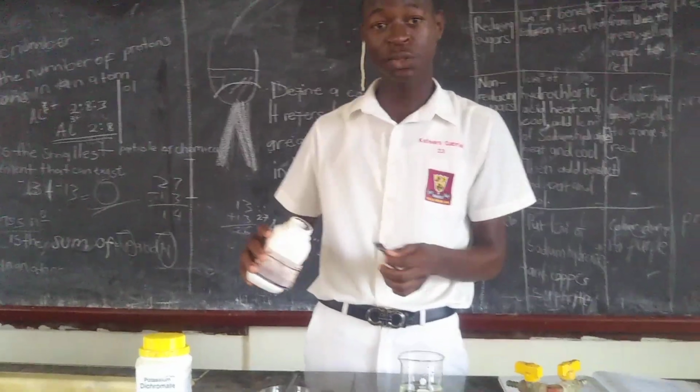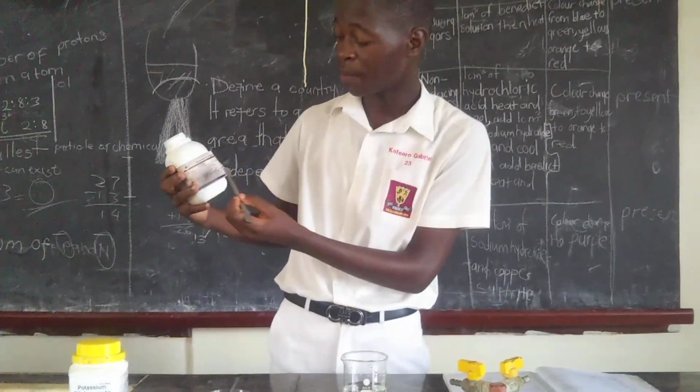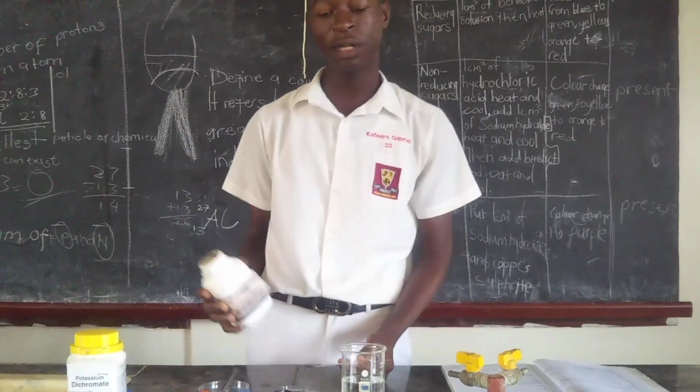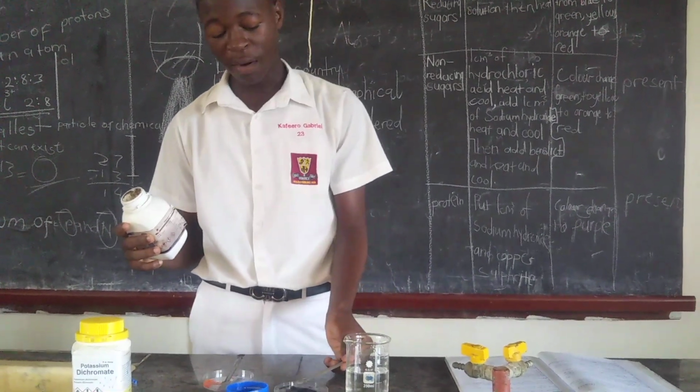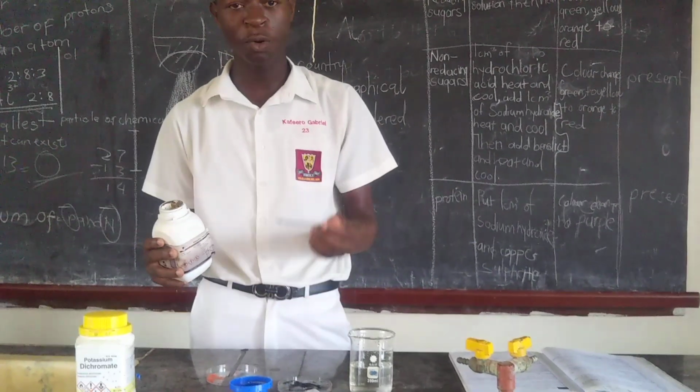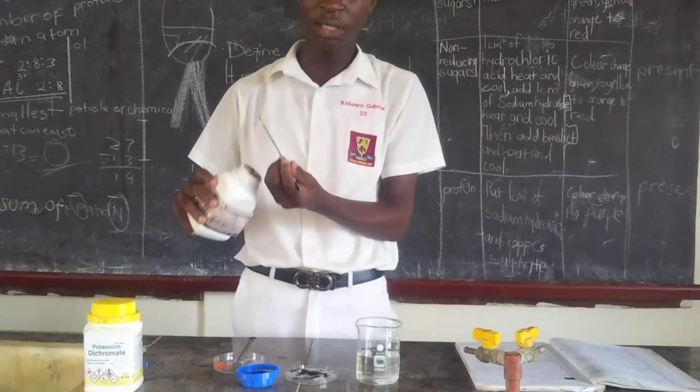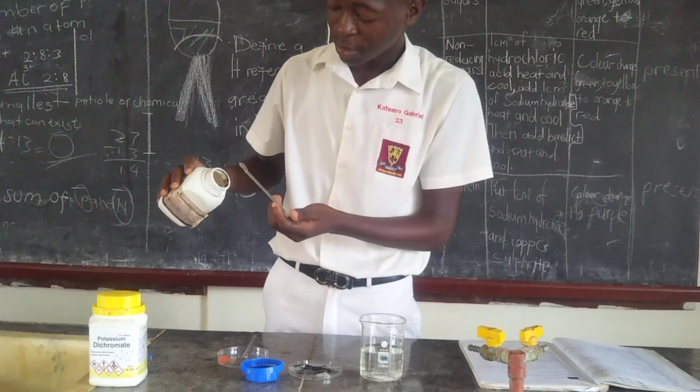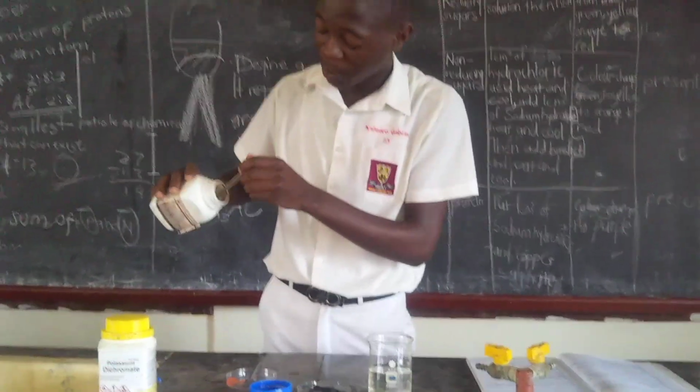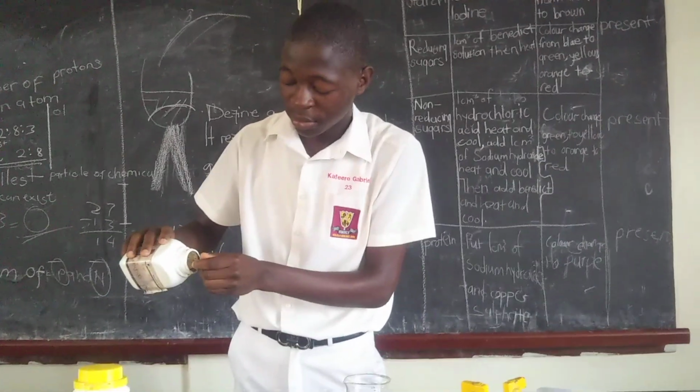I'll scoop it from the potassium container and drop it here on our slide. Here is our first slide, as I've shown you. I'm going to use a spatula to scoop it out. So let's do it. I'll use the spatula to scoop out this potassium permanganate.